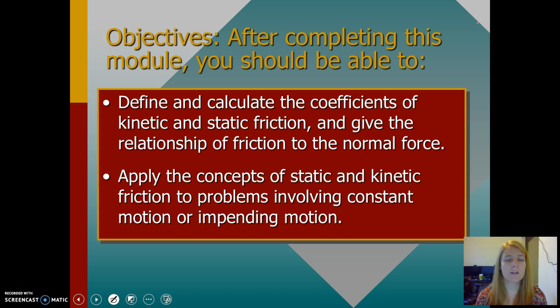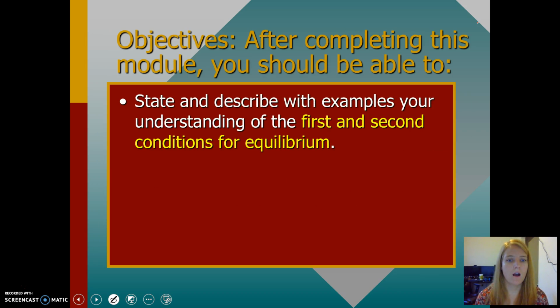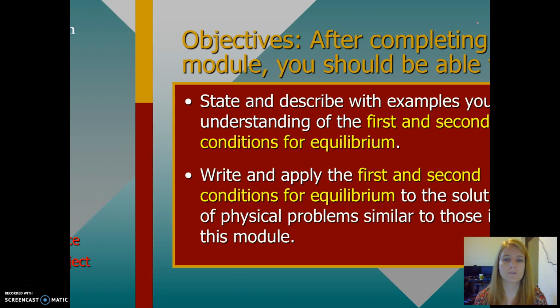Okay, so today we're going to be talking about friction in more detail. We're going to be talking about coefficients of friction. By the end of this lesson, you'll be able to tell me what those are and hopefully be able to use those in problems. Okay. The other thing you have to be able to do, or should be able to do, is be able to explain the conditions for equilibrium and use those.